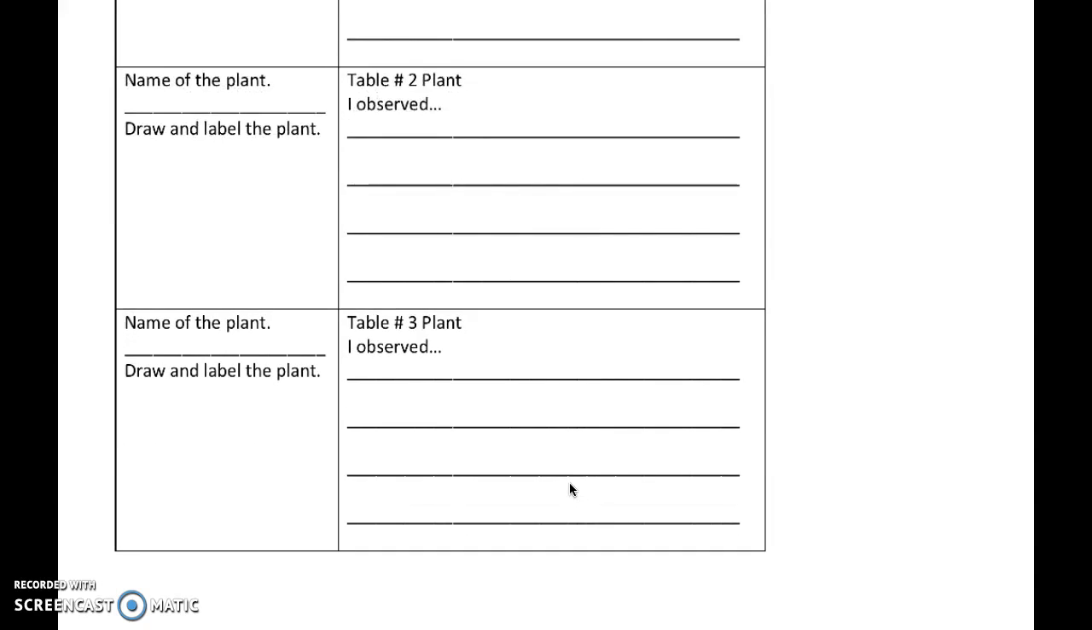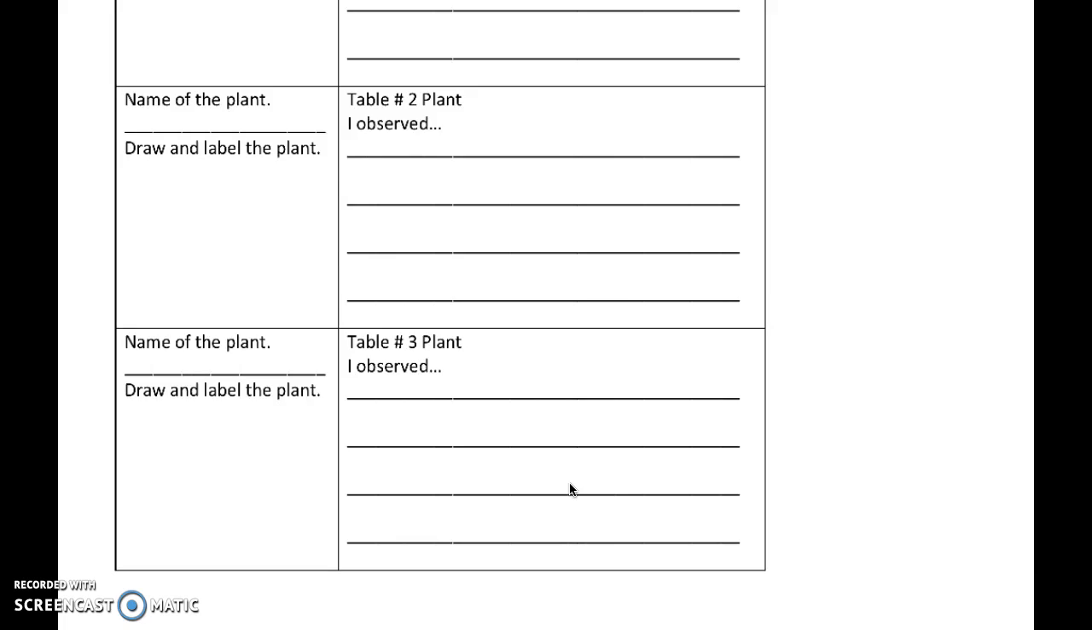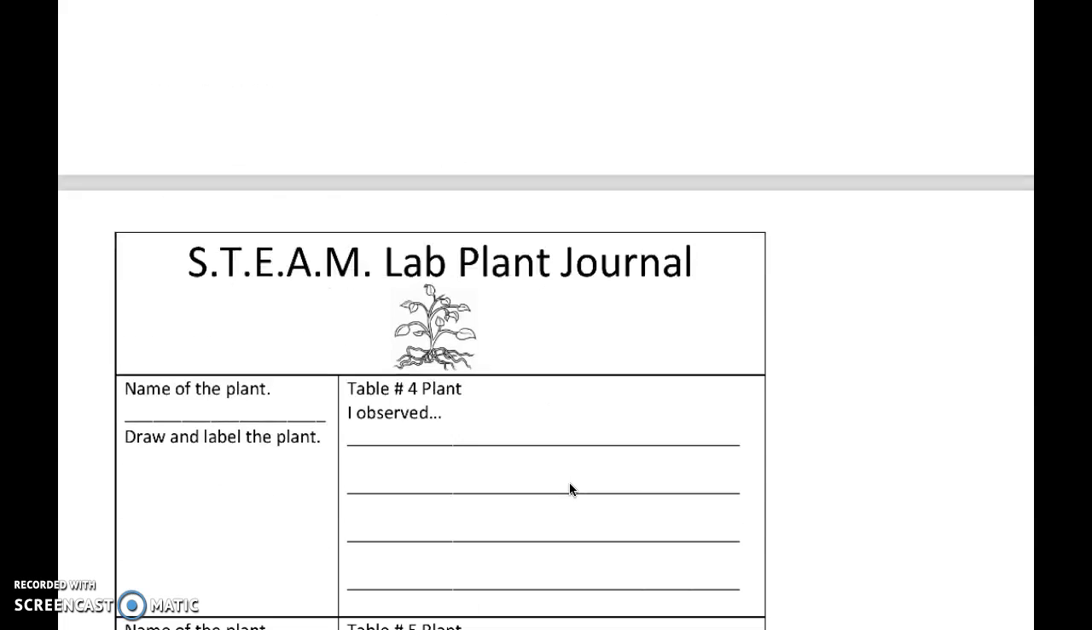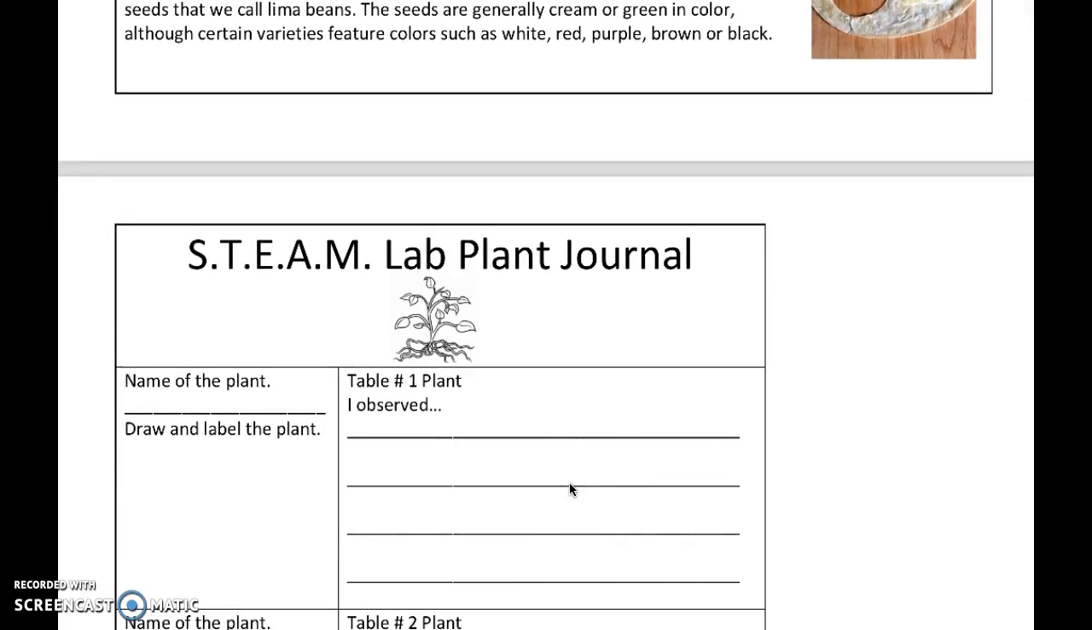And there's table 1, 2, and 3. Pre-K and kinder, you may just want to do 3 tables, and the other grades can do 4, 5, and 6. But that's the journal. Make sure they cut it out, and it'll take up 2 pages.